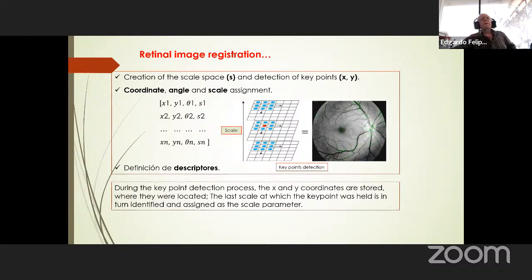After the preprocessing, we apply the SIFT registration methodology. During the key point detection process, the X and Y coordinates are stored where they were located. The last scale at which the key point was held is in turn identified and assigned as scale parameter. You can see in this part the X and Y, angle and scale, because when both images from the same patient are taken, probably the distance from the eye to the camera is not the same, and maybe one of them is radiated and the other not. That is our problem, and we must use both of them to get a new fused image. It is a fusion of two images.